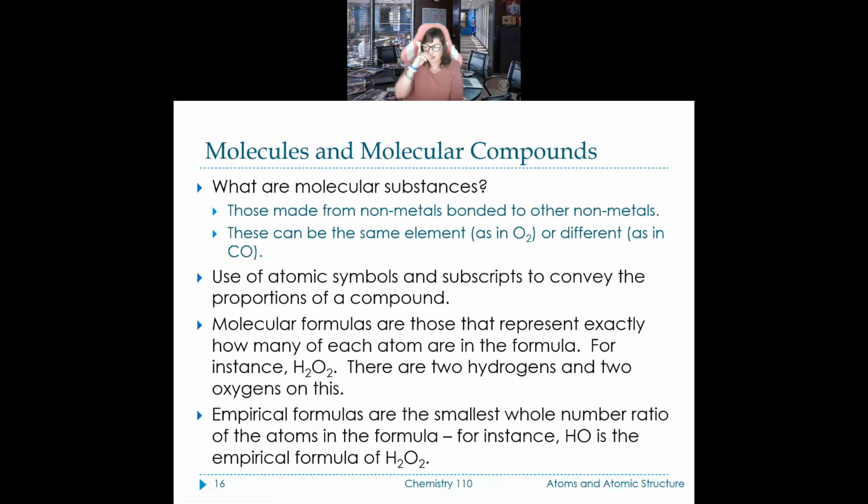But there's this other thing that we talk about. It's called an empirical formula. That's the smallest whole number ratio of the atoms in the formula. So for instance, if we're talking about H2O2, its empirical formula would be HO. We divide both of them by 2, and that gives me HO. So that's an empirical formula.